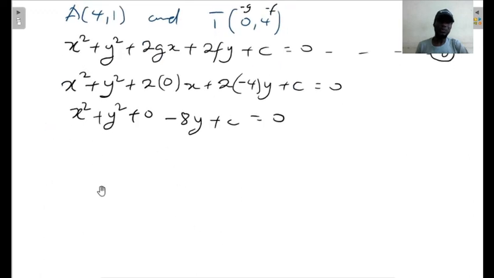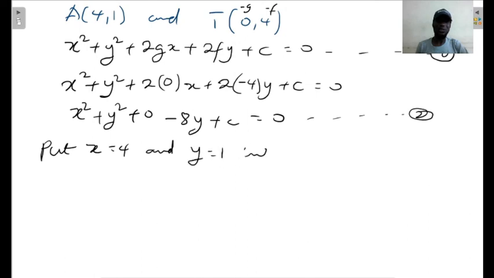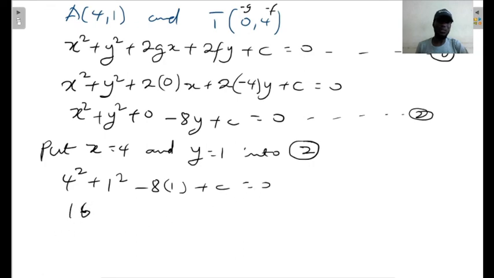Alright, now I'm going to fix the point A into it. Let me call this equation 2 again for easier identification. So now I will put x equals 4 and y equals 1 into equation 2, and equation 2 now becomes 4 squared plus 1 squared minus 8 times 1 plus c equals 0. So this will give us 16 plus 1 minus 8 plus c equals 0.